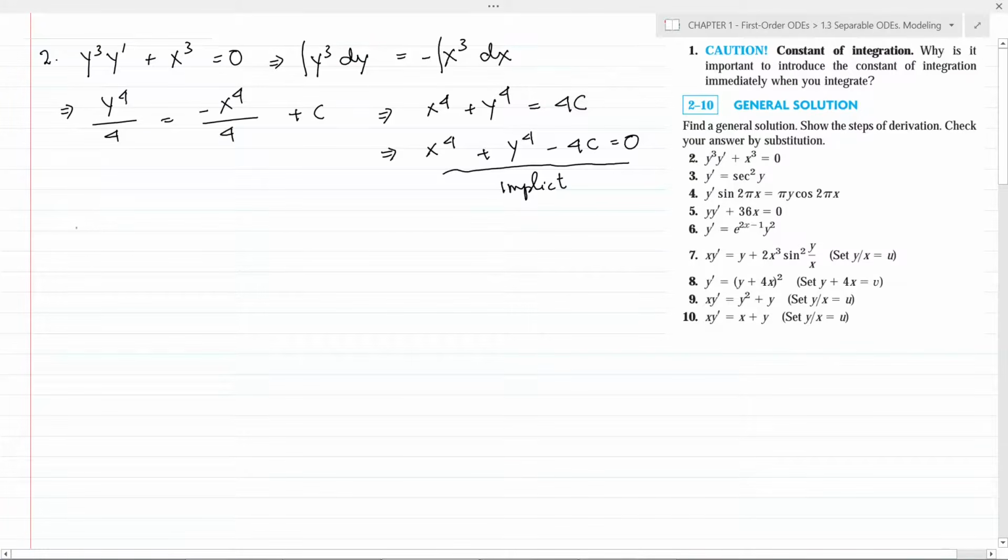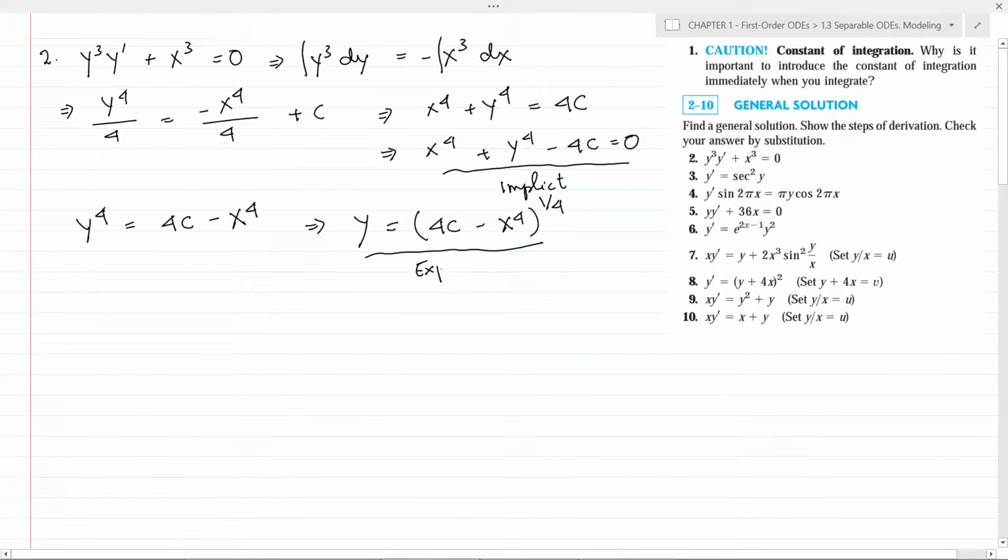We can get the explicit form of the solution by writing y to the power 4 is equal to 4c minus x to the power 4, which implies y is equal to (4c minus x to the power 4) to the power 1 by 4, and this is the explicit form of the general solution. Now we can use either the implicit form or the explicit form to get the original differential equation.